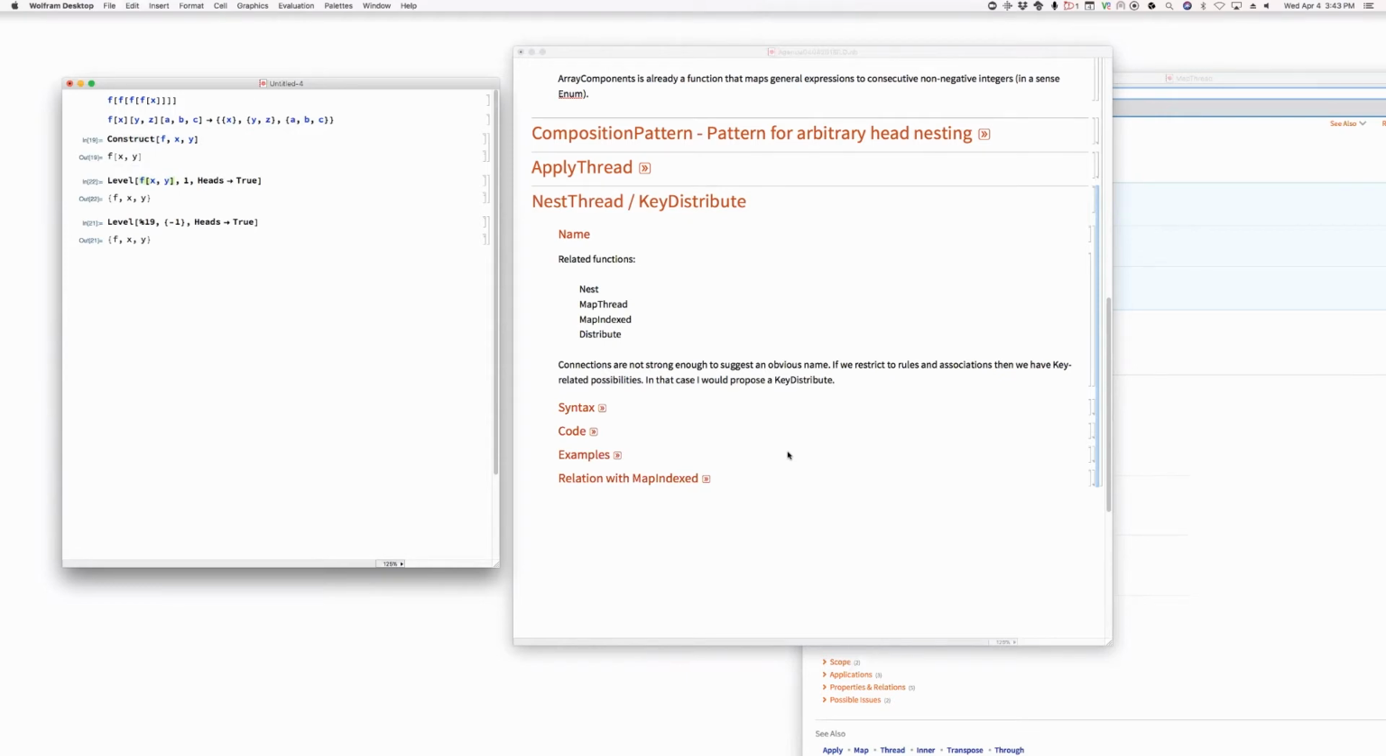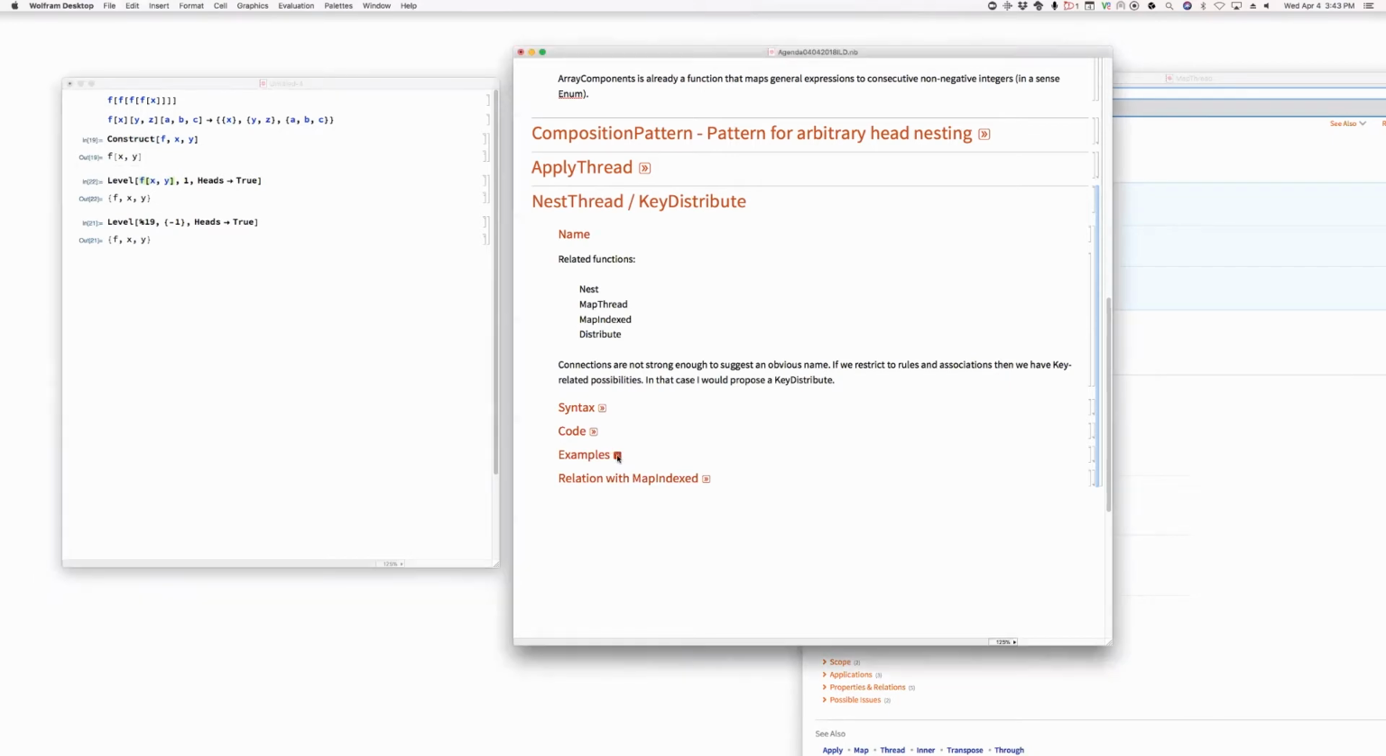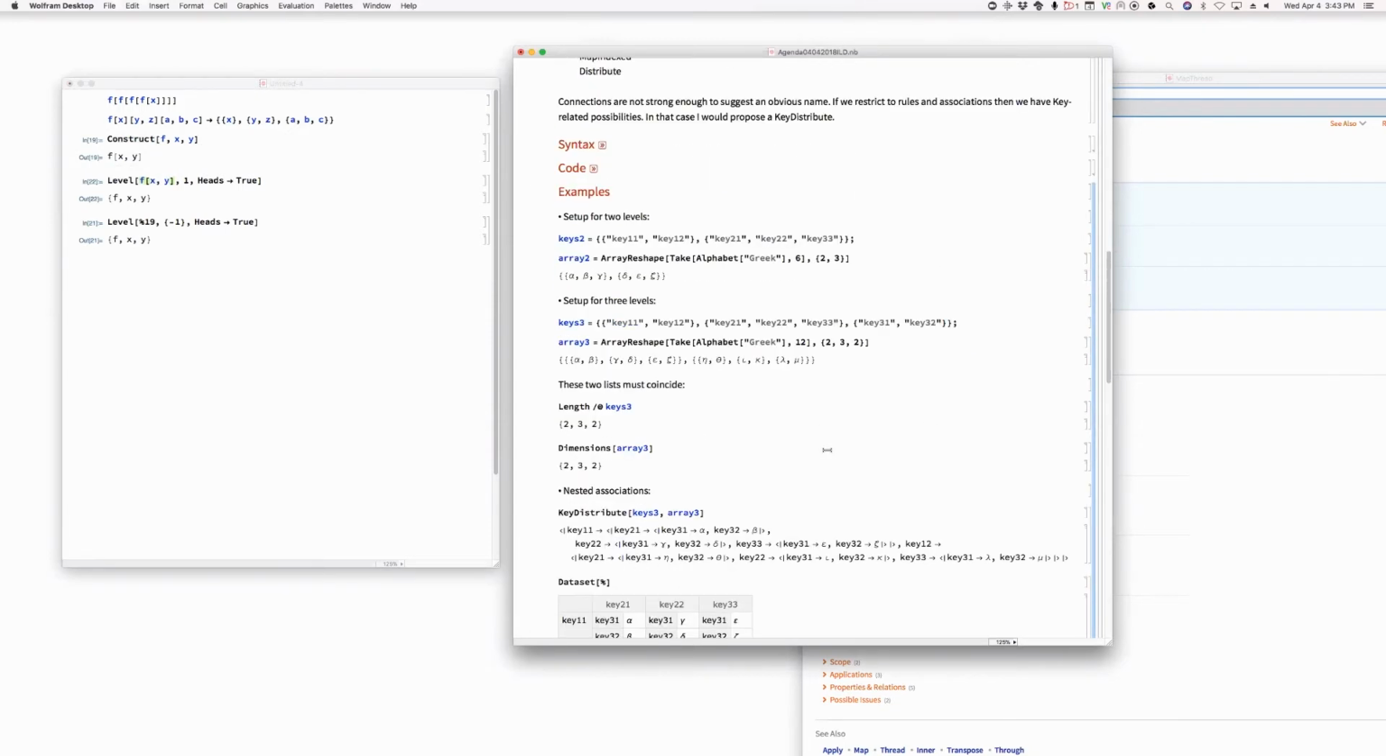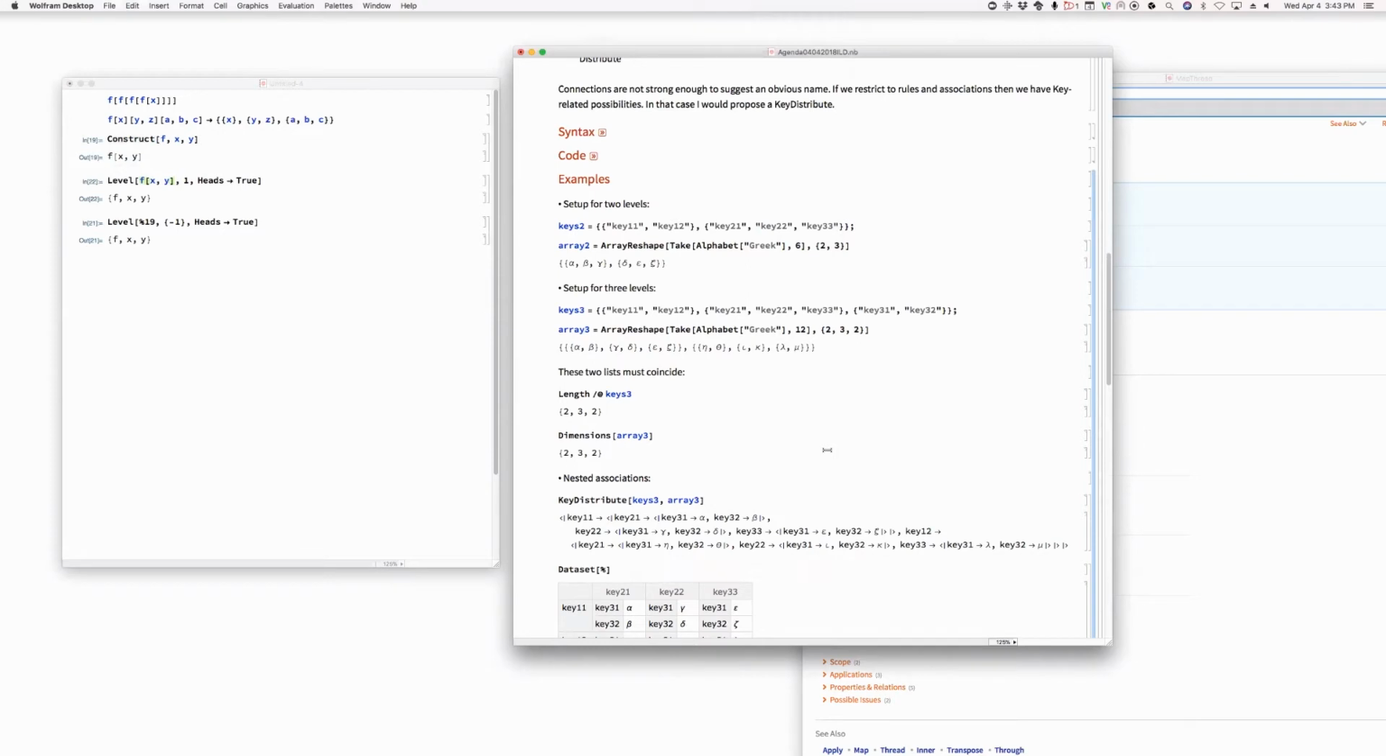So there is a discussion of the name, the syntaxes, some implementation, which you already executed, and examples to play with. Okay. What is this again? So this is the idea that we have an array and lists of keys, and we want to construct a nested association. Oh, yeah, right.